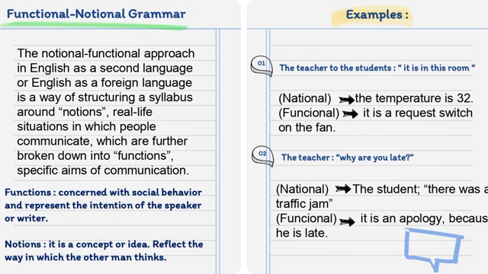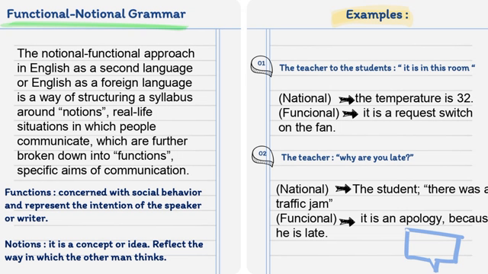Functions are concerned with social behavior and represent the intention of the speaker or writer. Notions are concepts or ideas that reflect the way in which a person thinks. So the function is more specifically for social behaviors, different from notions, which is what the person thinks. For example, in here, the teacher says to the student, "It's hot in this room."